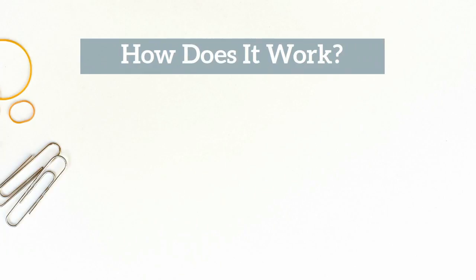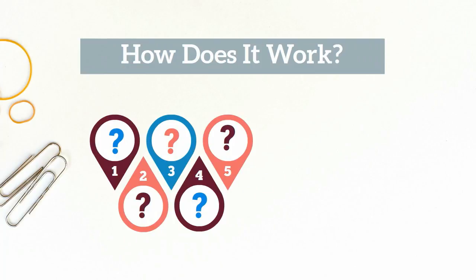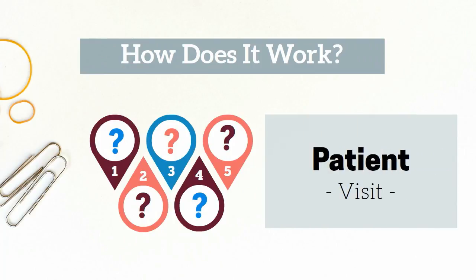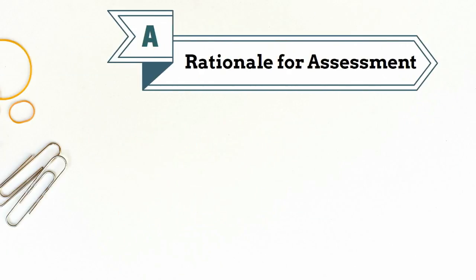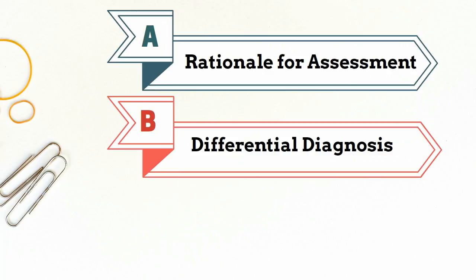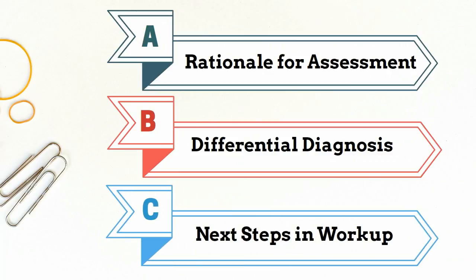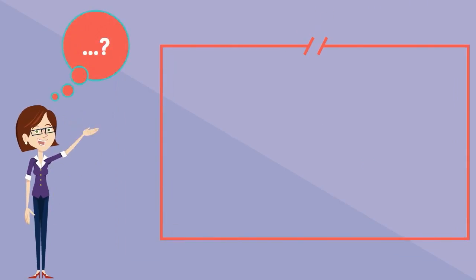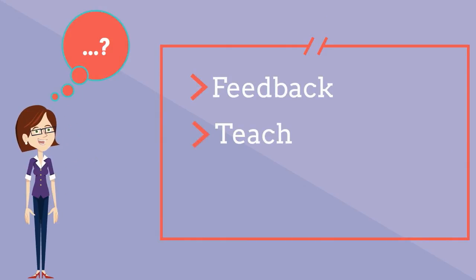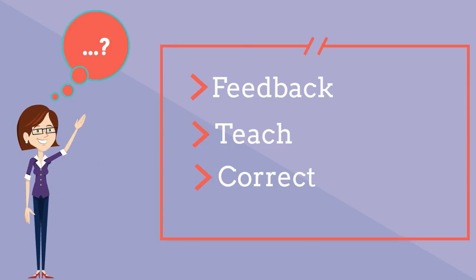How does it work? The preceptor uses a series of 5 questions in the context of a patient visit to encourage the student to think like a doctor. Therefore, the student can develop a rationale for the assessment, come up with a differential diagnosis when appropriate, and think of the next steps in the patient workup. The questions also lead the preceptor to provide formative feedback, teach briefly about the patient's problem, and gently correct any mistakes made by the student.